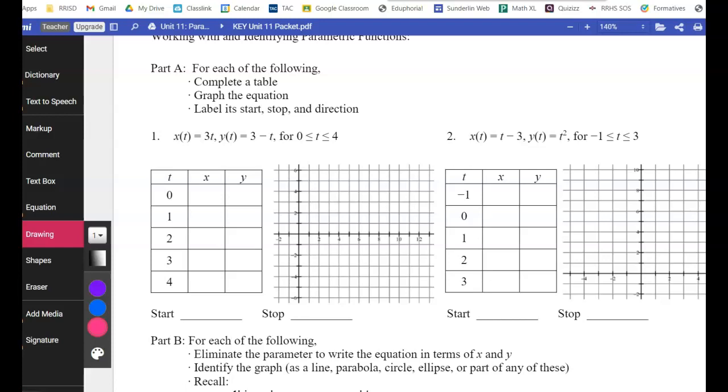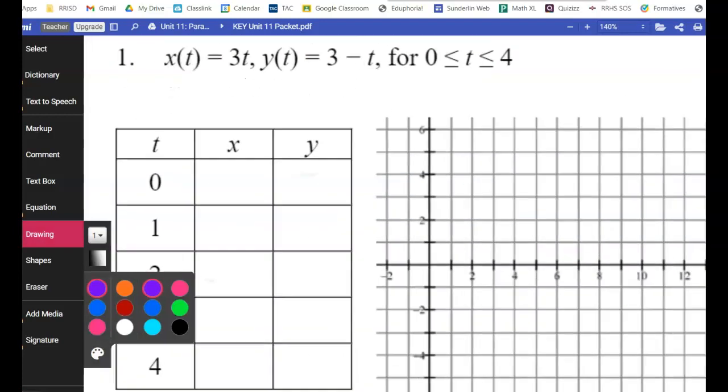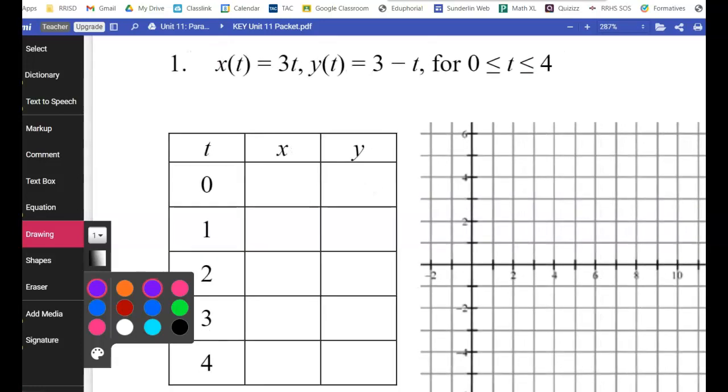Now we're just quickly going to graph 2 examples of parametric equations. We're going to create the tables and then graph them and find the start and stop time. We know that these are parametric equations because there is both an x equation and a y equation, and there is a third variable t. In order to find the table values, all you have to do is input the t value. So first we're going to input 0 as our t value.